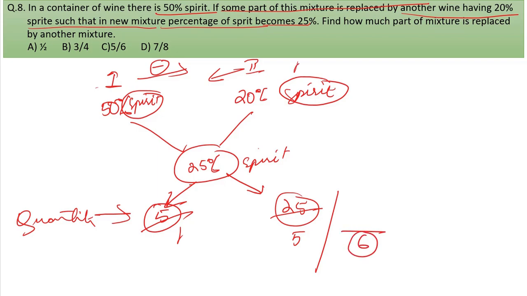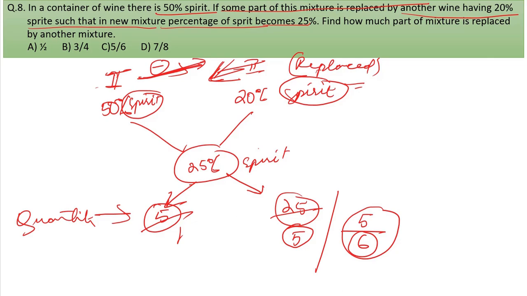And then this one is the replace quantity, because we know that from mixture 1 some quantity is removed and replaced by another mixture. That's why this replace quantity is 5 units. So 5 units removed from quantity 1. So the correct option is option C.